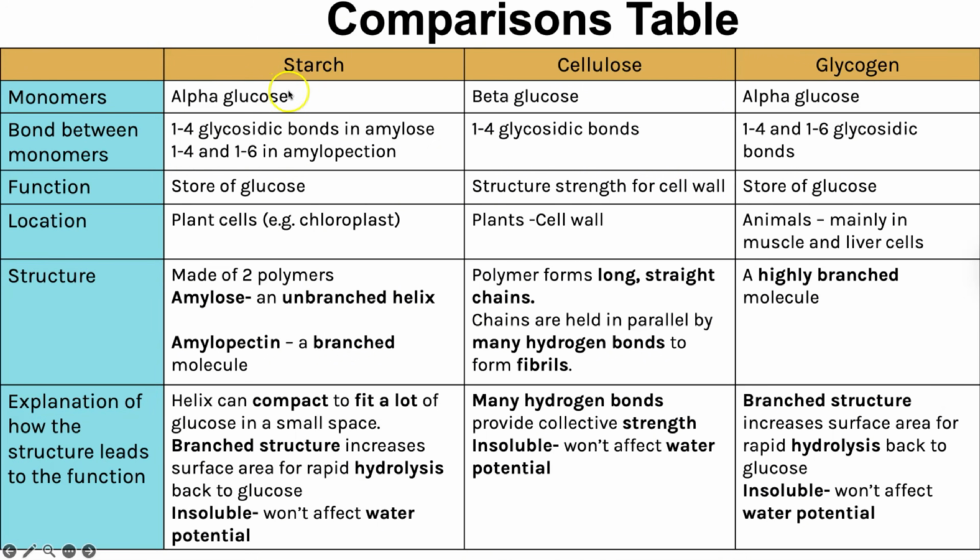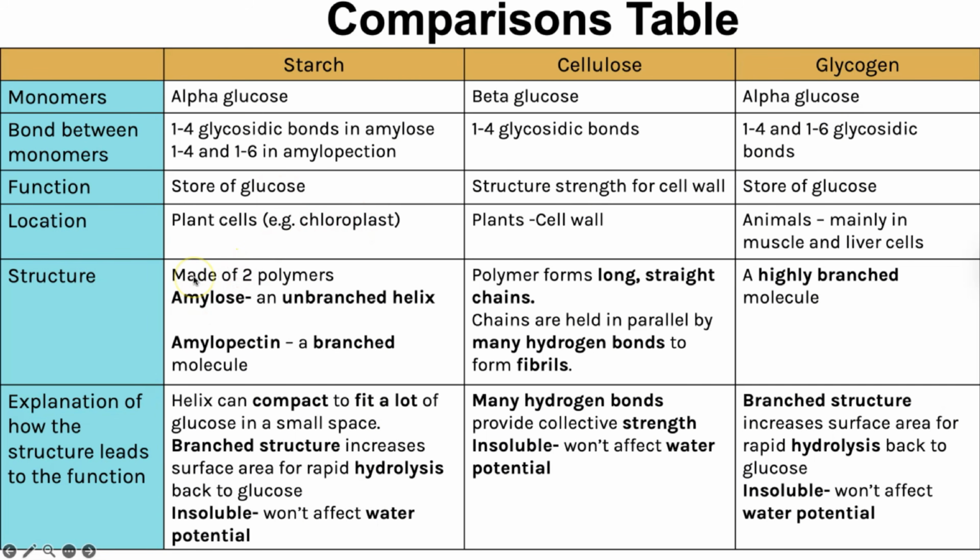So starch, alpha glucose is the monomer. It's glycosidic bonds, but we talked about a 1-4 glycosidic bond when we saw that very basic animation showing a condensation reaction. But you can actually also get 1-6 glycosidic bonds. And carbon 6 is the one that branches off the top of the hexagon. So if you get a bond between carbon 1 of one monosaccharide and carbon 6 of another, that creates a branching point in the structure. So we get 1-4 and 1-6 glycosidic bonds here. Function, we've talked about store of glucose, found in plants, in particular get a lot in the chloroplasts.